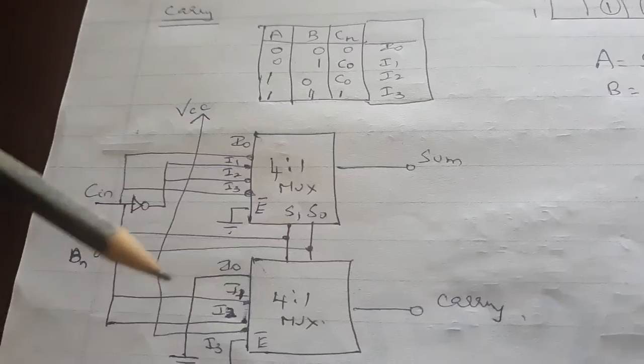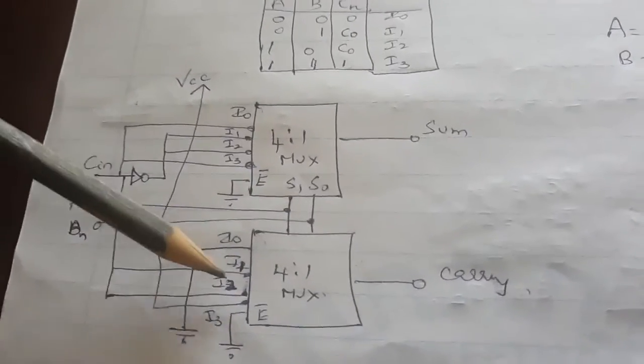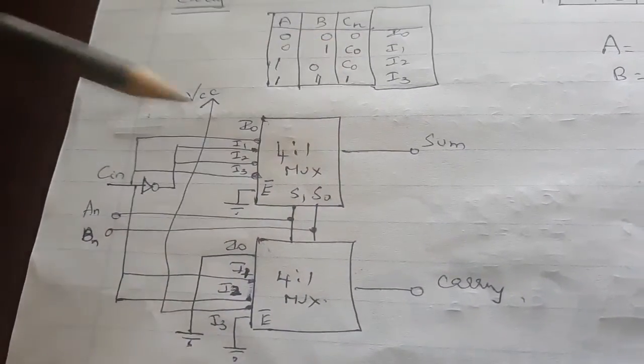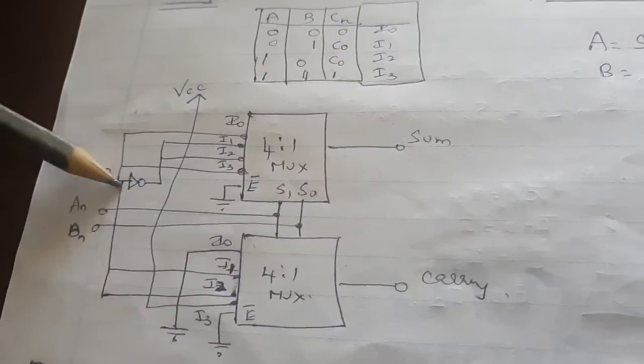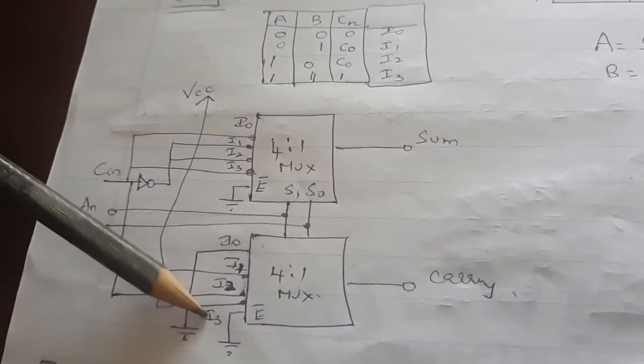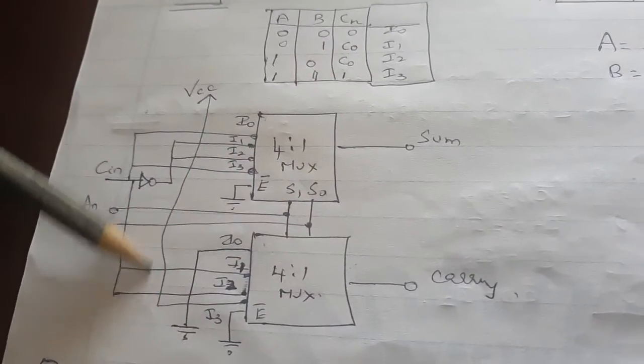I naught is 0, so I put logical 0. I1 is C in. I2 is also C in. I3 is equal to logical 1.